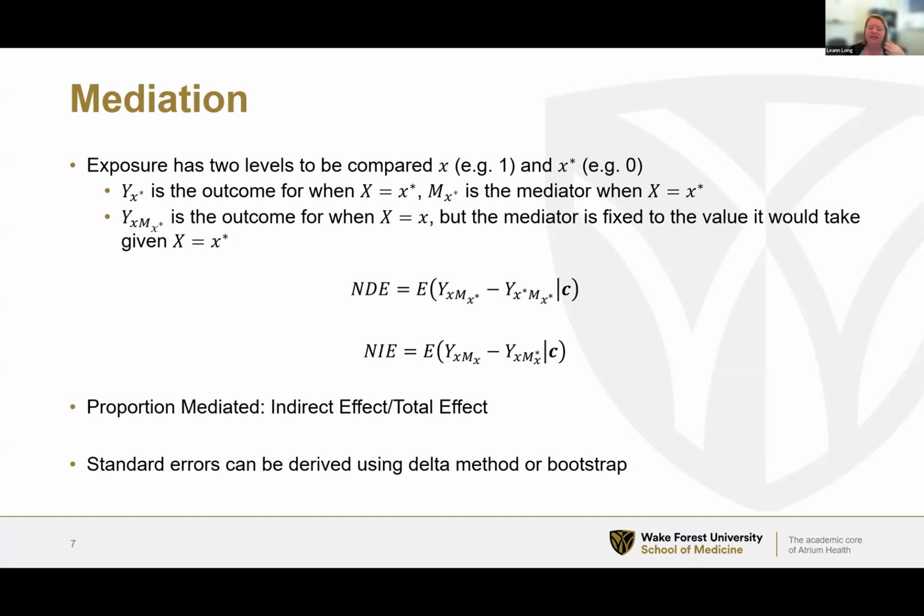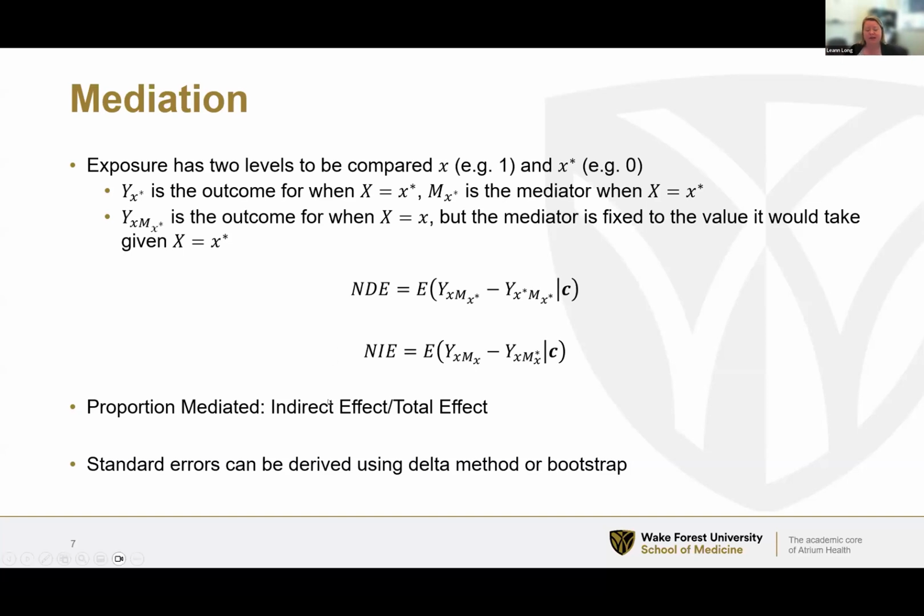So fundamentally, the direct effect is saying, okay, if I were able to close off the mediator pathway, what is left over is the association of my exposure and my outcome. The indirect effect is saying what of my exposure-outcome relationship is moving through that mediator. And that's what that's trying to get at.